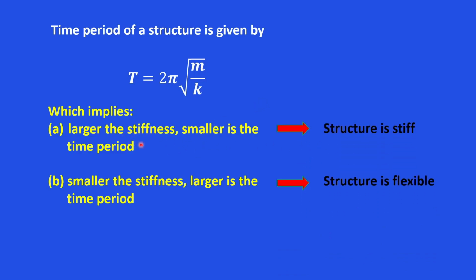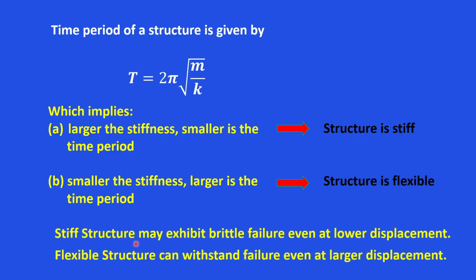Now this implies when the stiffness is large and the time period is less, it indicates the structure is stiff. It vibrates rapidly. On the other hand, when the stiffness is small and the time period is large, then you can say the structure is sluggish, moving slowly, and the structure is said to be flexible. Stiff structure may exhibit brittle failure even at lower displacement. When it is stiff, it may exhibit like this. Flexible structure can withstand failure even at larger displacement. So a little flexibility in the structure will come to our advantage.